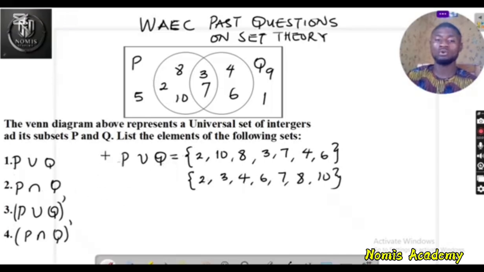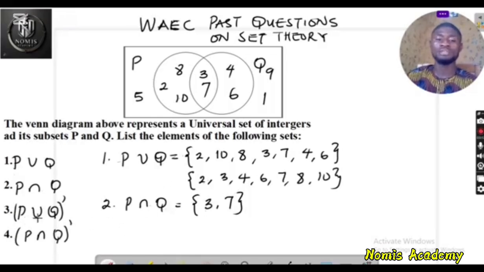Now number 2, we need P intersect Q. What are the elements that are common to P and Q? As seen in this Venn diagram, they are just 3 and 7. So we have 3 and 7 as the common elements, that is P intersect Q.